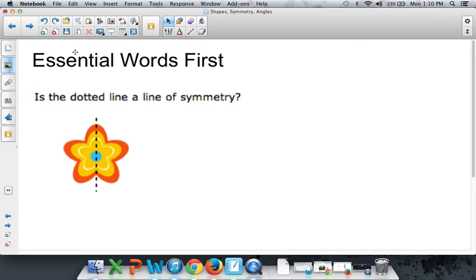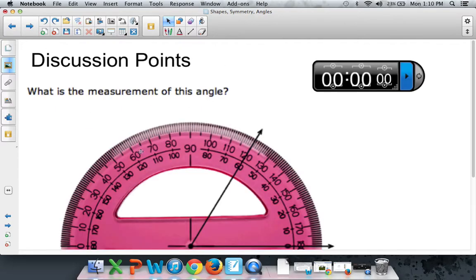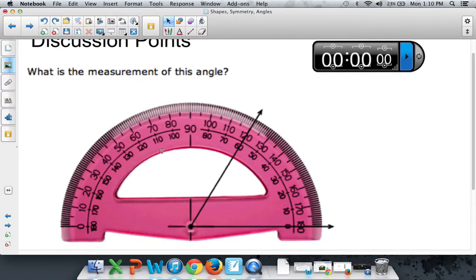This shape has a dotted line. That's a line of symmetry. Good job. And last but not least, the hardest part. Bum, bum, bum. What is the measurement of this angle? Oh boy. Let's slow it down and really look at this.